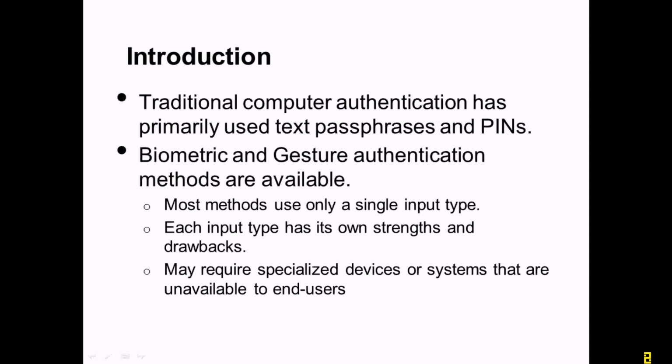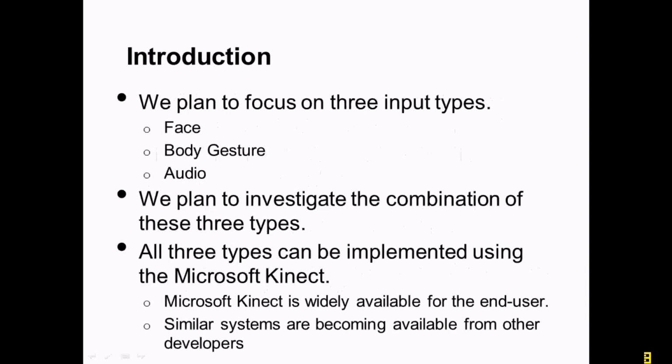Of course, this leads to another issue: many of these methods require specialized devices or systems, and a lot of times these aren't available to end users. A good example is facial recognition. Many people don't have access to the cameras, specialized equipment, and computer vision resources to do those kinds of things. So for our project, we plan to focus on three input types: face, body and gesture, and audio.